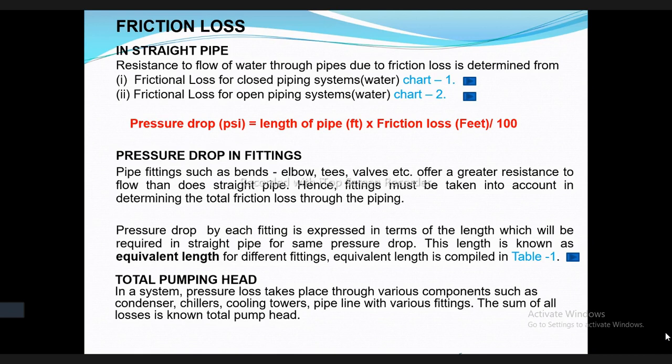Then you will have the chiller coil. So the chiller coil will also offer some resistance. Then you have an AHU coil, which will also have some resistance. In the condenser circuit, you will have a cooling tower. The cooling tower will have some height, so that is also a pressure drop. So you will take all those pressure drops and add them. When you add them, that will give you your pump head.